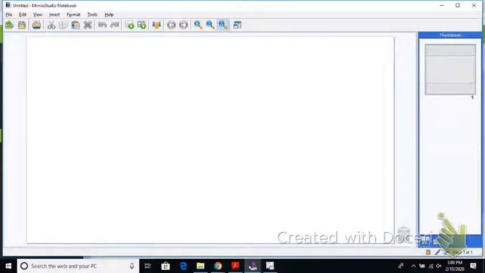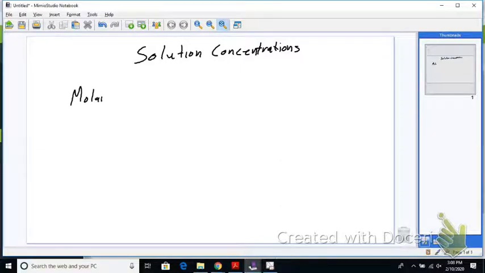Some of these are pretty easy. Some of them are a little bit more difficult. So, solution concentration. There are different ways to represent concentrations that they talk about in chemistry. The main one is molarity, and molarity is moles over liters.